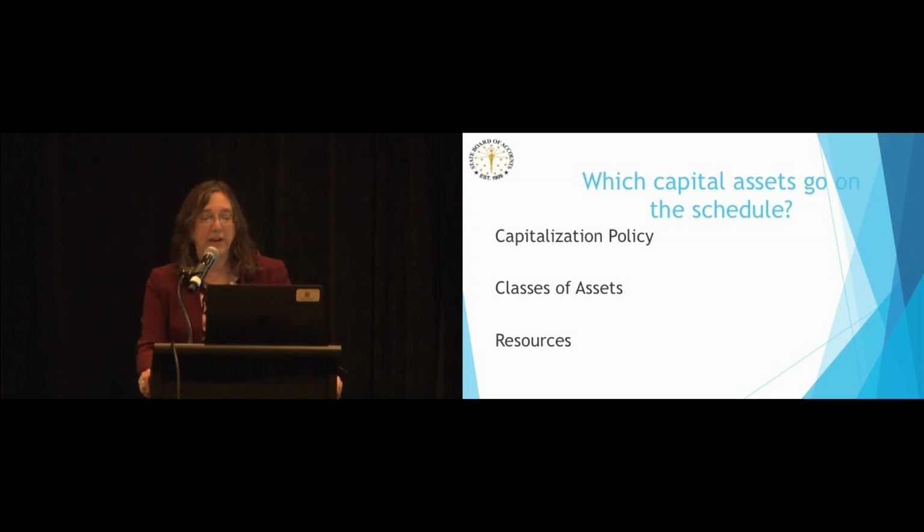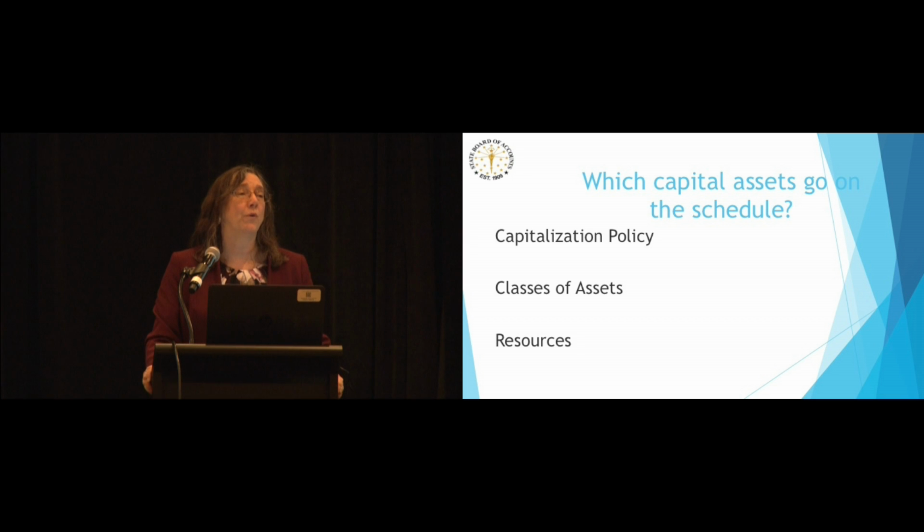There are some authoritative source materials that you can consider, like GFOA's website. They recommend $5,000. This is your decision. These are just recommendations. Do keep in mind, if you're purchasing assets with federal grants, look at the grant information, because they will have a dollar amount that you need to record if it's federal.